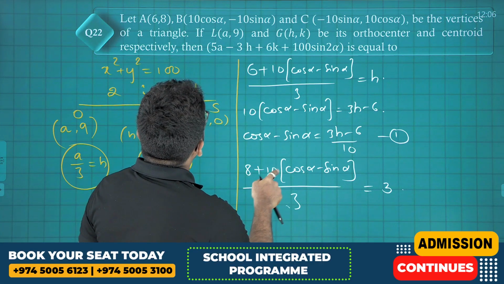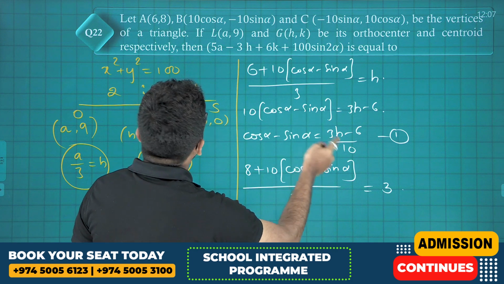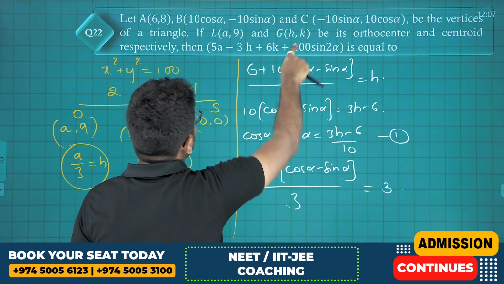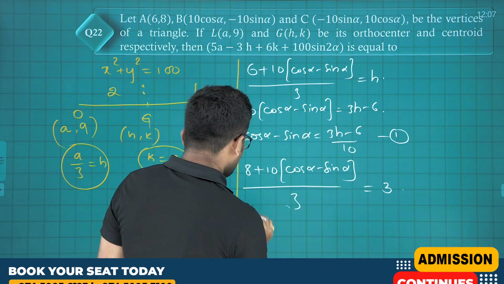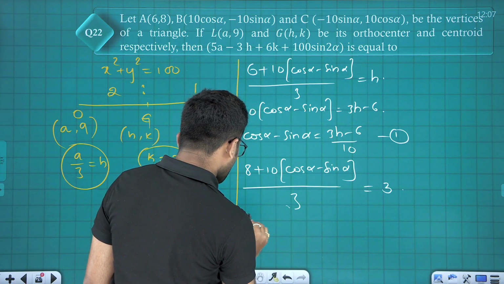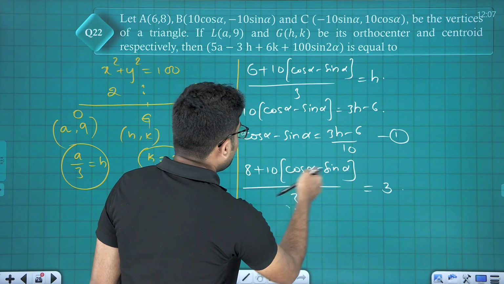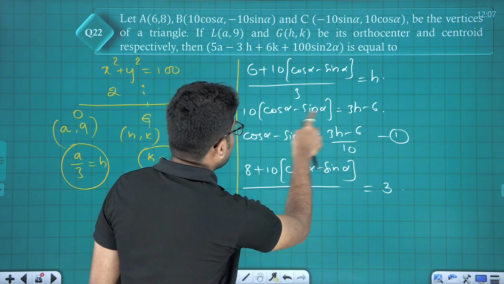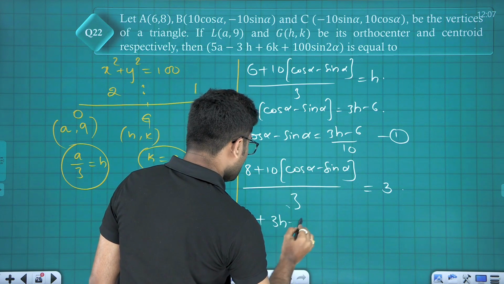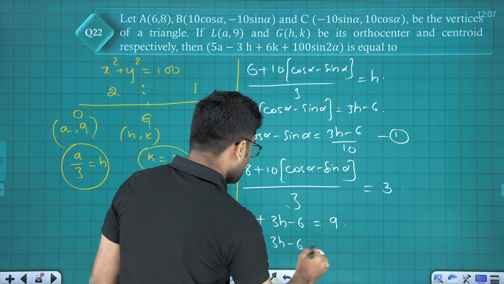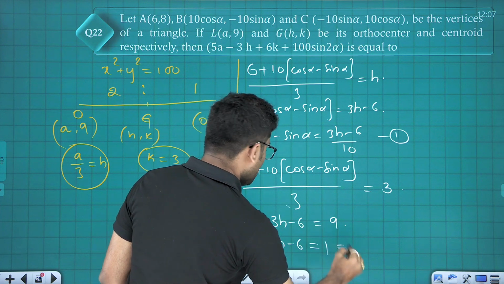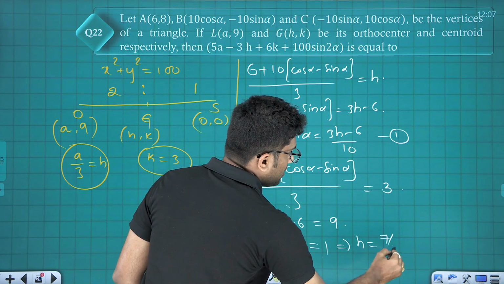8 plus 10 times (cos alpha minus sin alpha) divided by 3 is equal to k. K is 3, we got k. So 3 3s are 9. Now 8 plus 10 times (cos alpha minus sin alpha) is 3H minus 6 is equal to 9. So 3H minus 6 is equal to 9 minus 8, which is 1. H is equal to 7 by 3.